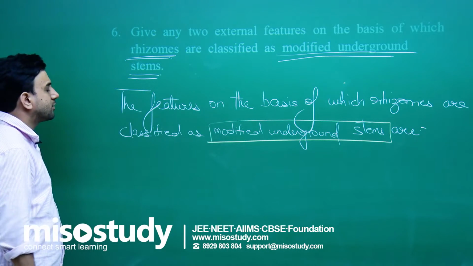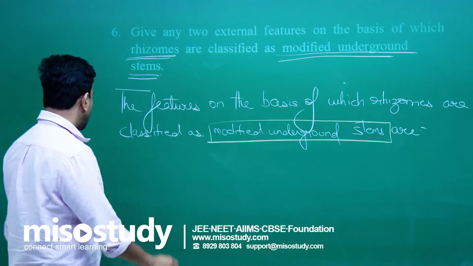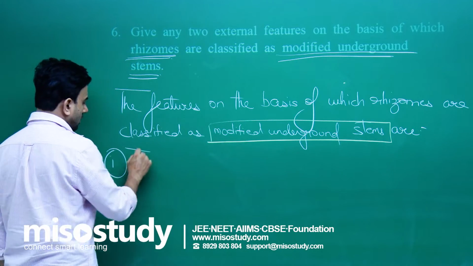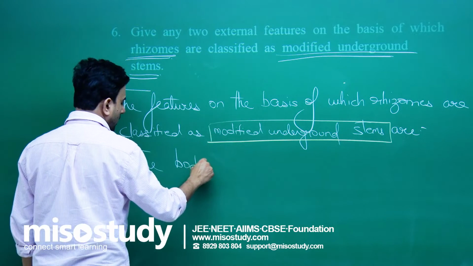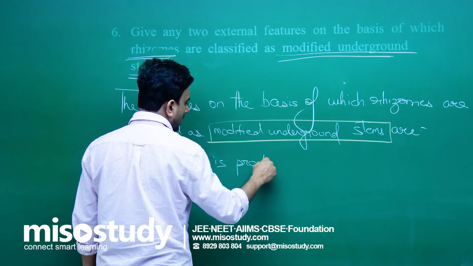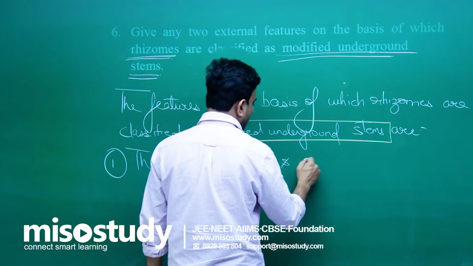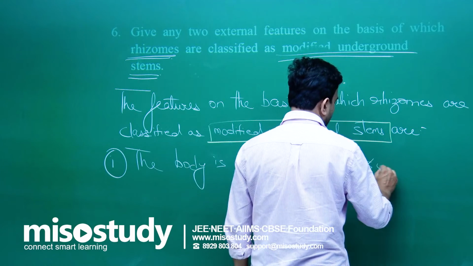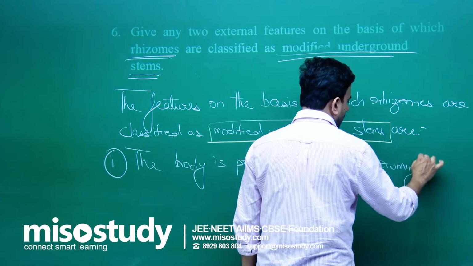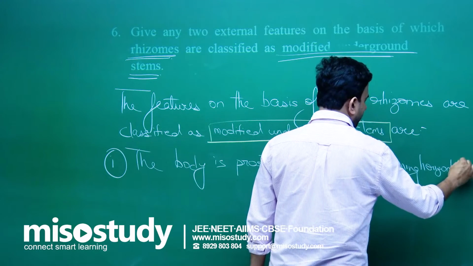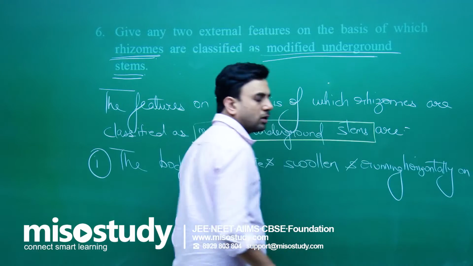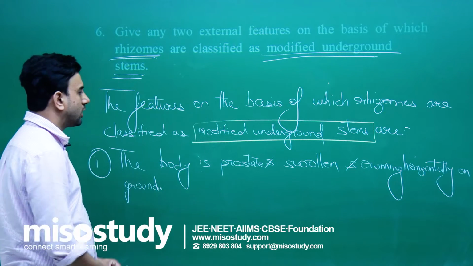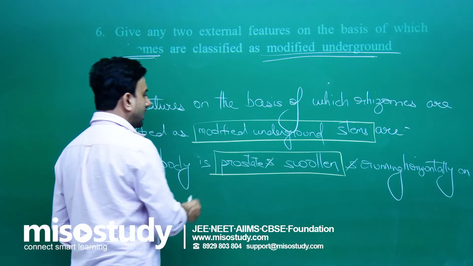Number 1, the stem body. The body is prostrate, swollen, and running horizontally on the ground. So the body is prostrate and swollen and running horizontally on the ground.